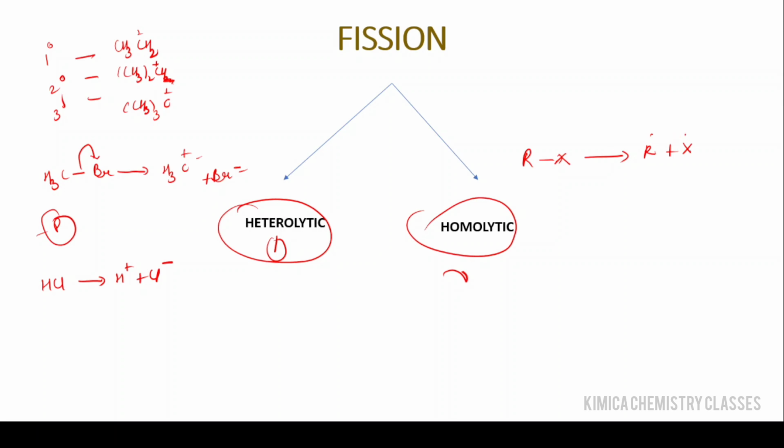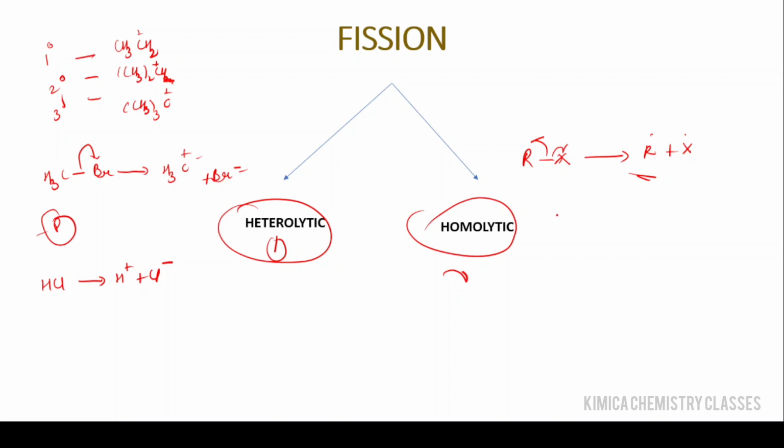Right. So heat or light are needed, and this is the fish hook, like this. So these are the alkyl free radicals. Alkyl radicals are classified as primary, secondary and tertiary. Alkyl radical stability increases from primary to secondary, right?